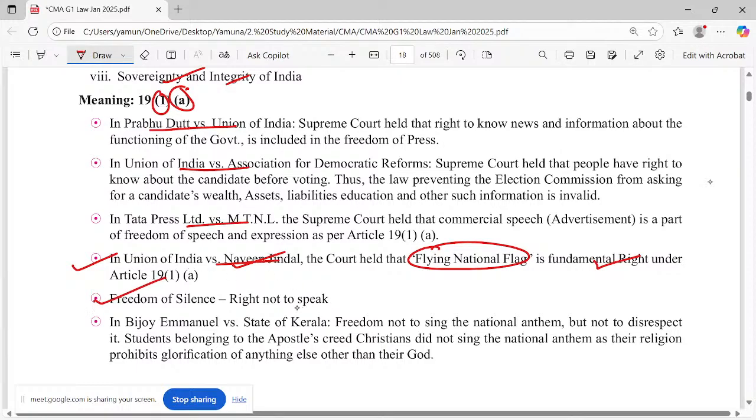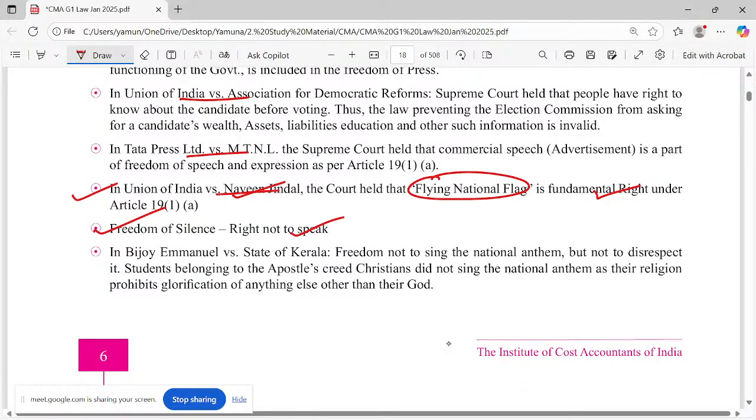ஃப்ரீடம் ஆஃப் சைலன்ஸ், ரைட் நாட் டு ஸ்பீக். எஸ், தட்ஸ் ஆல்சோ தேர். உங்ககிட்ட ஒன்று கேட்கலாம், நீங்க பதில் சொல்லணும்னு உங்களுக்கு அவசியம் இல்லை. பட் பதில் சொல்லாம வந்தா உங்க மேல கிரைம் ரெக்கார்ட் ஃபைல் ஆகணும்னா நீங்க சொல்லிதான் ஆகணும். கரெக்டா? ஓகே, பிகாஸ் கிரைம்னா நீங்க சொல்லிதான் ஆகணும். ஓகே, this one you can just refer.